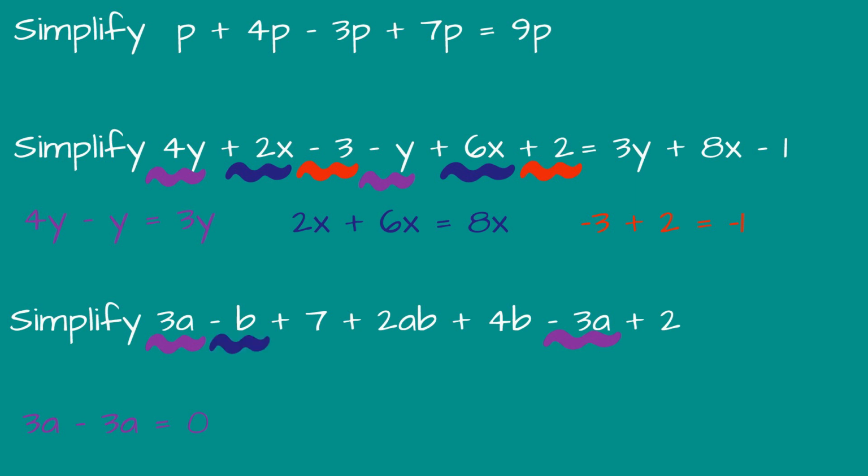For the b terms we have minus b plus 4b which gives 3b. The 2ab term is the only ab term in the expression, so it stays as it is. Finally, we collect together the number terms to give us 7 plus 2 which is 9. This gives us a final answer of 3b plus 2ab plus 9.